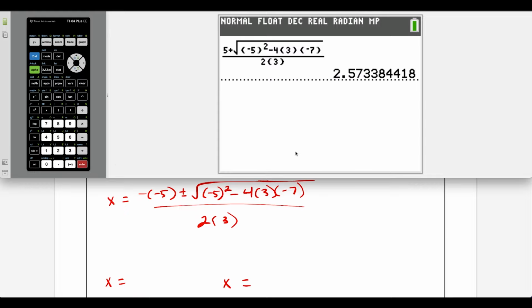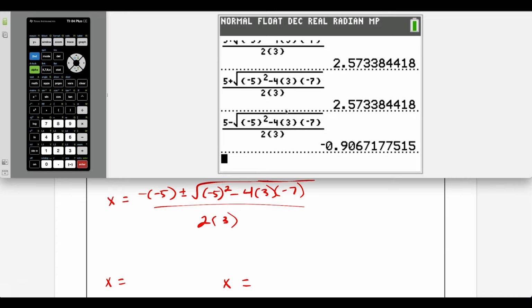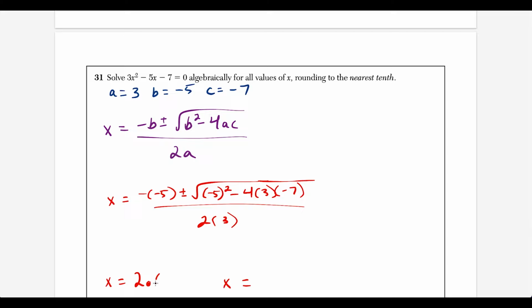So now we just press enter, and our first solution is going to be, to the nearest tenth, 2.6. But now, just to save time, when you want to do this all over again, let me just do this once more. This time we're going to have 5 minus the square root, because notice here it's -5 plus or minus. So now I could type this all over again with the minus, or I could just go up to that plus sign and type minus, and it's going to do this for us. So our two solutions are going to be 2.6 and negative 0.9. So once again, we have x equals 2.6 and x equals negative 0.9. These are the two solutions to this question here.